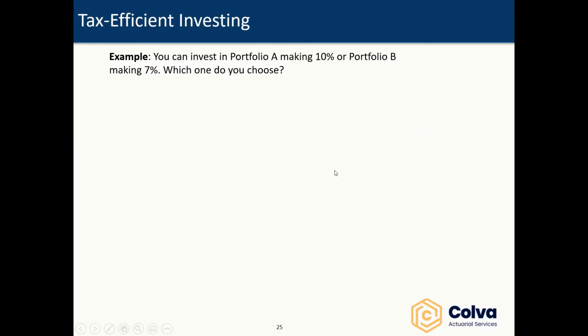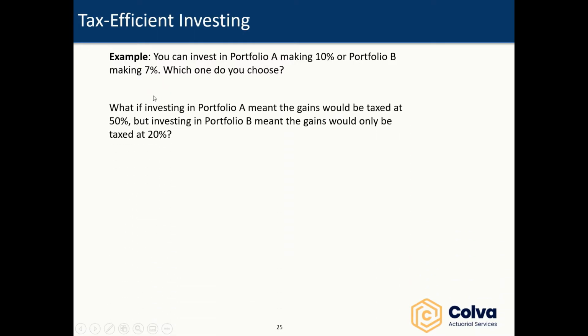So let's just look at a quick example, right? Let's say you can invest in portfolio A making 10% or portfolio B making 7%. Which one do you choose? So off the top of the head, it seems easy, right? Like, I'm going to choose the 10%, right? That's higher than 7%.